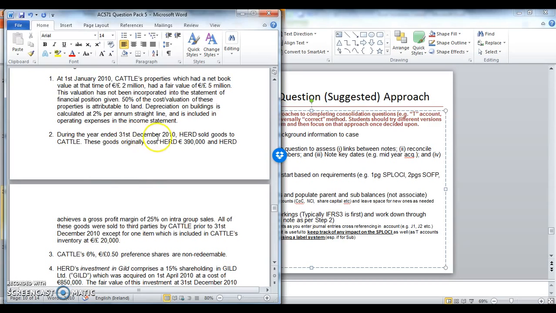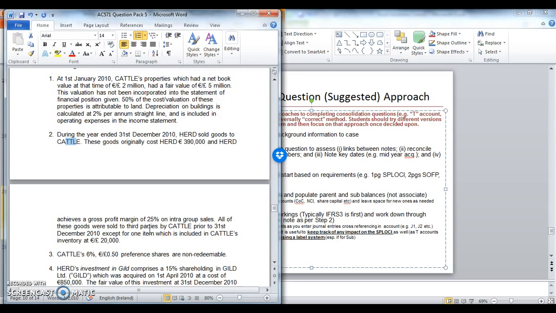Next, for the year end, the current year end, Herd sold goods to Cattle. So again, what label I put here is intergroup trading. NB, it is the parent to the sub, so that's important. So the parent to the sub, you're told how much they were, and you're told information about what was left in inventory at year end.